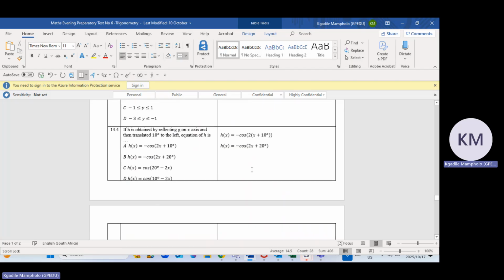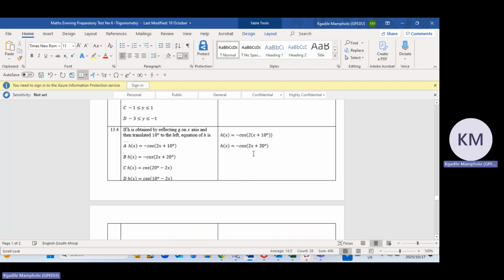If h is obtained by reflecting g on the x-axis and then translated 10 degrees to the left, the equation of h is, so we check. We said reflection on the x-axis means y changes sign, then here it will be negative. Then we say plus 30, and 30 to the left means to the negatives. Then where you see x, you put x plus 10.